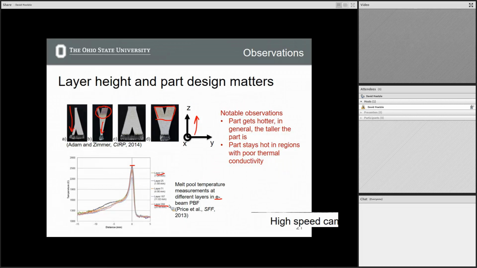As you continue to build this, the part or the background temperature is going to continue to get hotter, and this is very much dependent on design too. You can see this is a poor design, and it got very, very hot. I forget what the design of this structure was. I think it was a simple block, so you didn't have this issue. But that's another observation that we can make from experiments people have run with powder bed fusion.